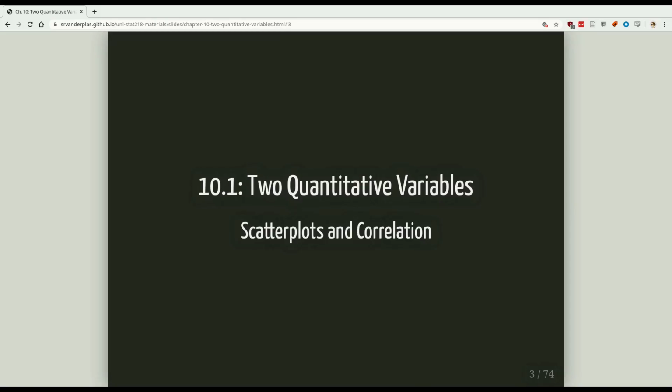So let's start out with chapter 10.1. As with the other chapters that we've done, we're going to start out talking about how to best graphically display this data and a gentle introduction to some basic concepts. And then in later sections, we'll delve into the actual statistics and quantitative work.